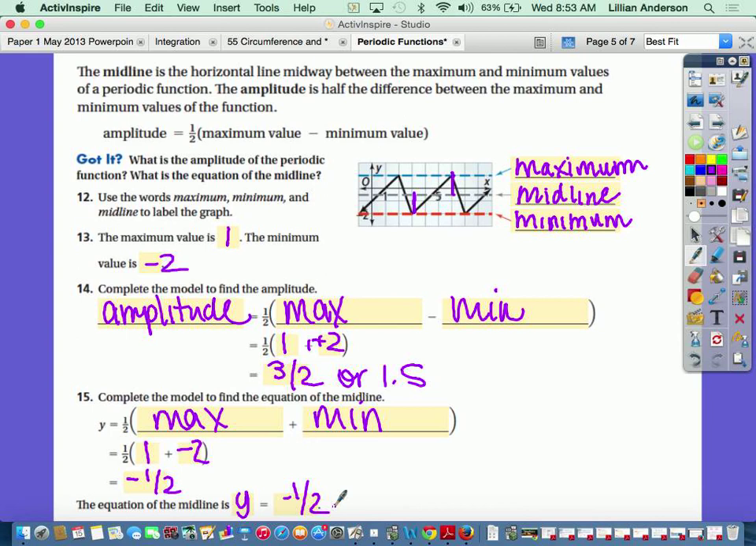There you go. Sometimes they'll give you a curve, but they won't always show you where the midline is. But you can find it using this formula right here. And then, of course, you can always find your amplitude by using this formula of 1/2 max minus min.